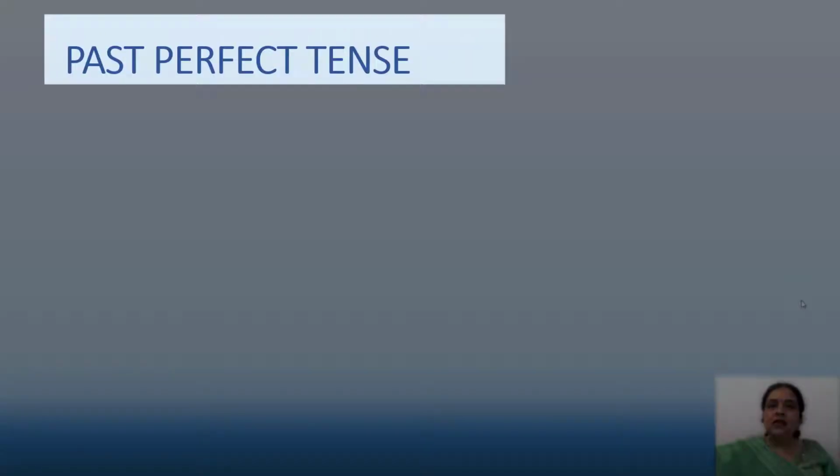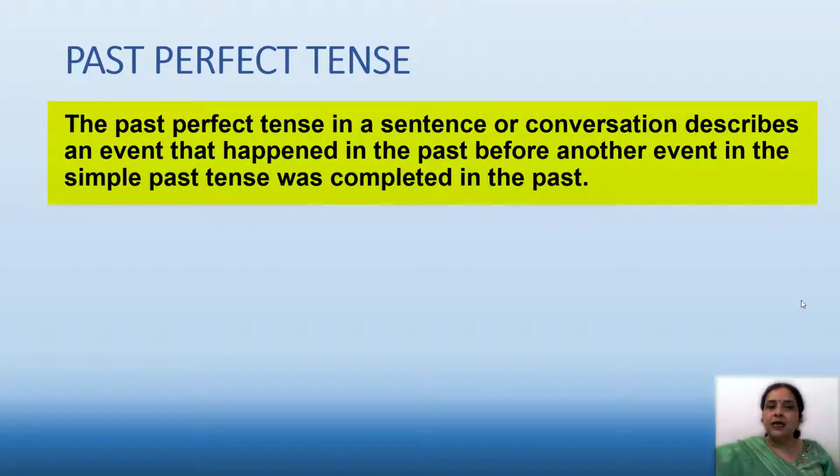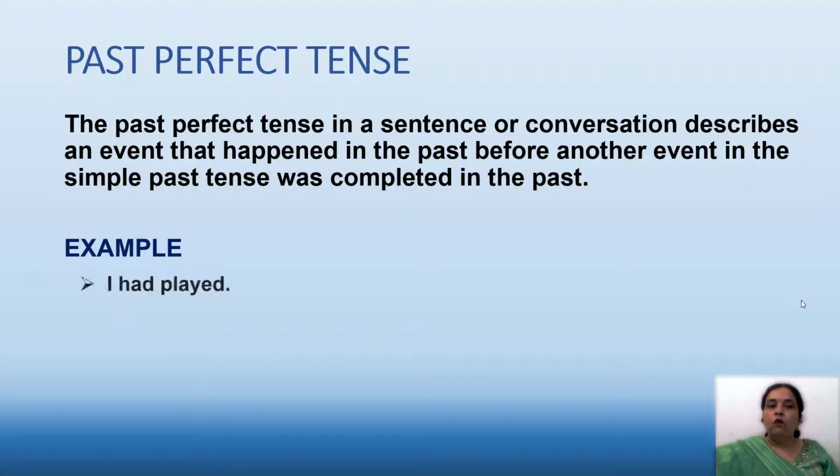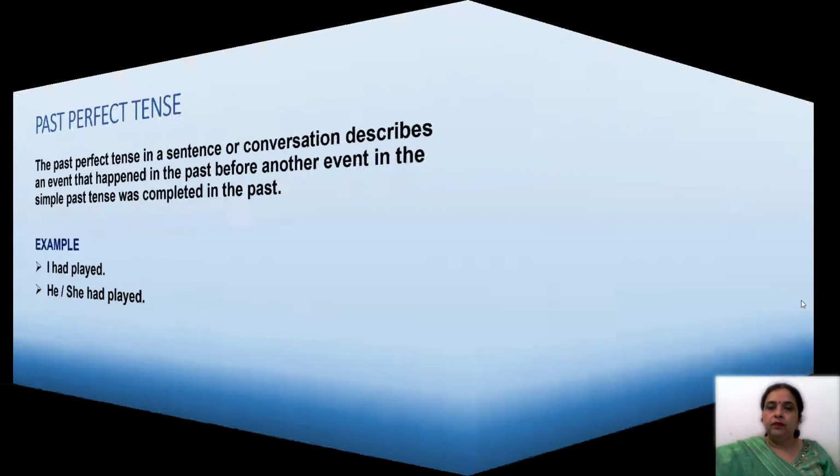Now let's discuss the next tense, that is past perfect tense, which is also called past of past. The past perfect tense in a sentence or conversation describes an event that happened in the past before another event in the simple past tense was completed in the past. So that is why it is called past of the past. For example, I had played. He or she had played.